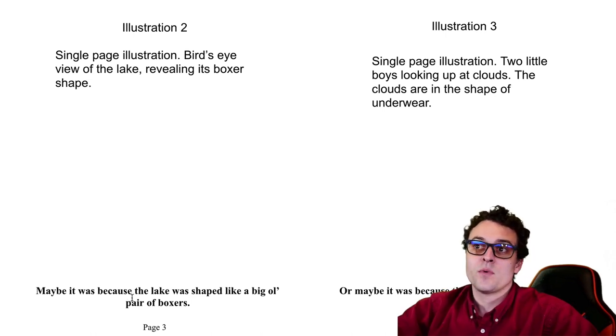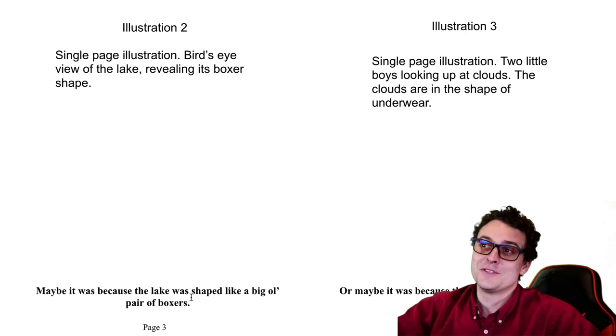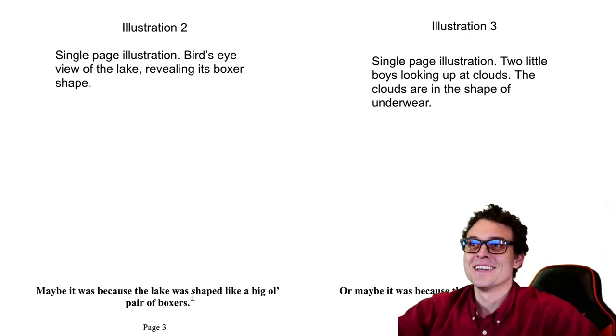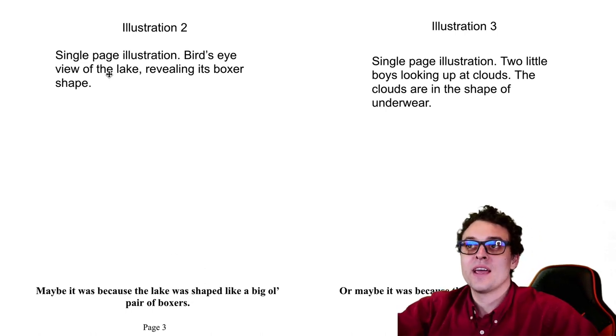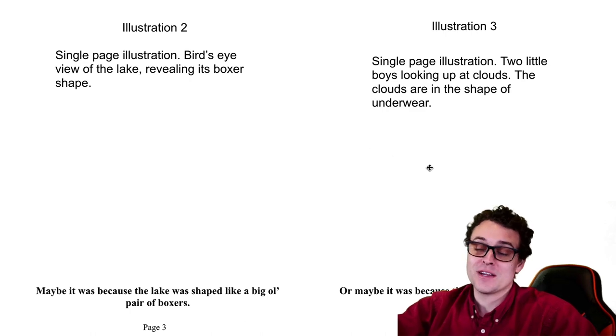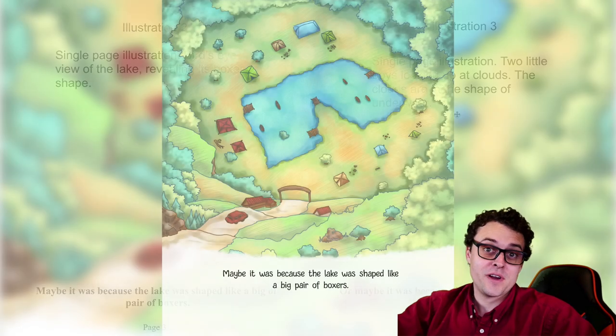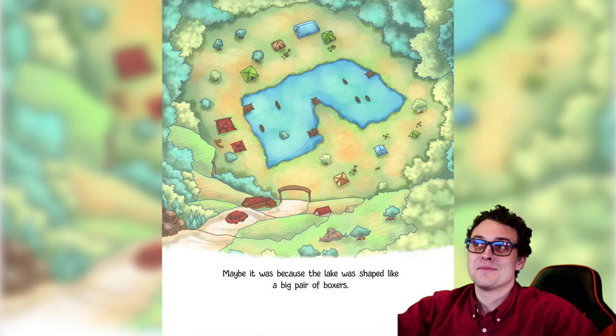I'll give you a quick example here. I have one page where it reads, maybe it was because the lake was shaped like a big old pair of boxers. And for my description, I have a single page illustration, bird's eye view of the lake revealing its boxer shape. I don't really know if that's the greatest description, but my illustrator got the gist and was able to make the page perfectly, and it came out wonderfully.